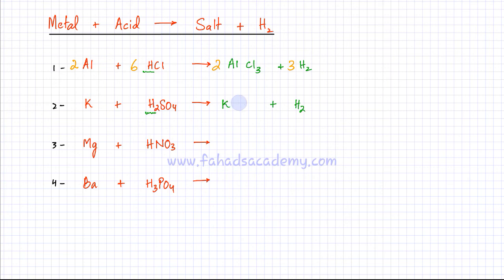So it's going to be KSO4. Now SO4 has a charge of 2 minus. It's a polyatomic ion, sulfate ion. And potassium has a charge of 1 plus. So the formula using the crisscross method, get this 2 over here and this 1 over here.